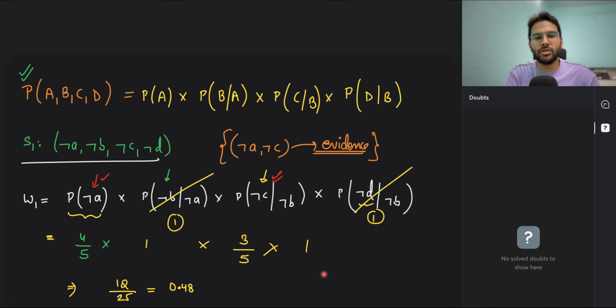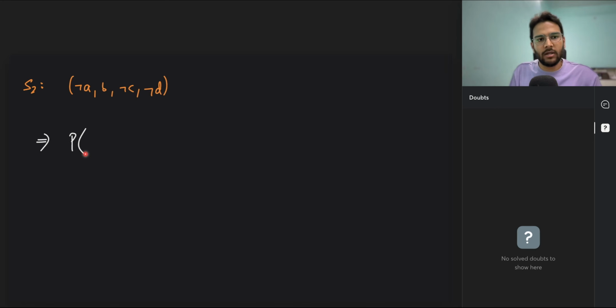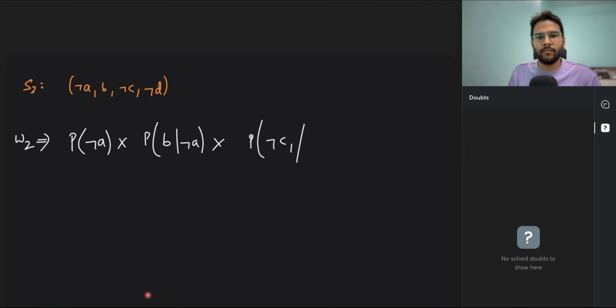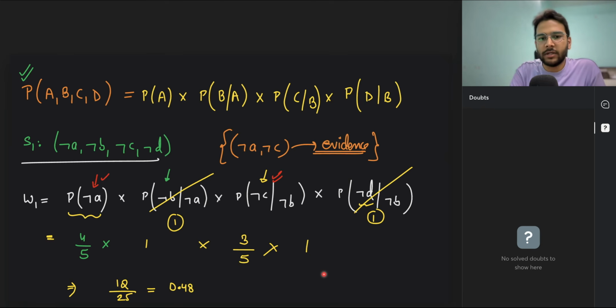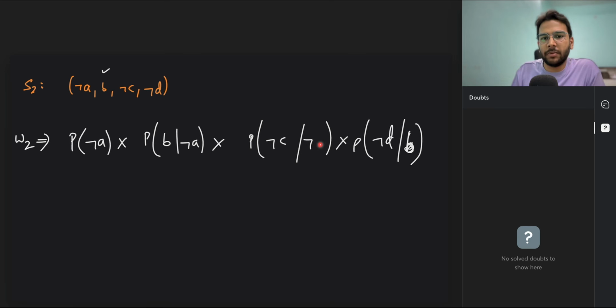Fine. The same thing, the joint distribution will be exactly the same. So we can write here, this is going to be W2: probability of not of A, multiply probability of B given not of A, multiply probability of not of C given not of A, and probability of not of D given B. Because it is B, not of B. It is only B, right? Yes, third term, any mistake? Okay, yeah, my bad. It should be B, right? Not of B, so it's just B. Yes, it's just B. Fine now.